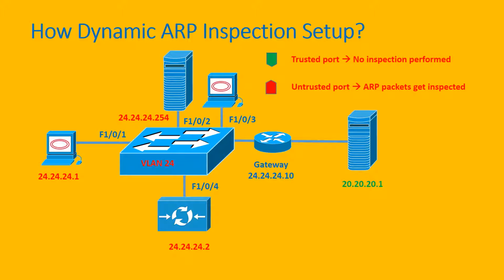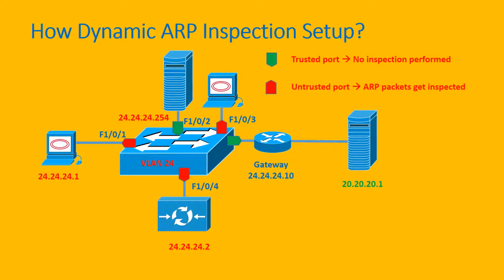How is dynamic ARP inspection set up? Just like DHCP snooping, dynamic ARP inspection will first need to be configured with the trusted port. In the trusted port, no inspection is performed. All other ports are considered untrusted ports. And in the untrusted port, the ARP packets get inspected.